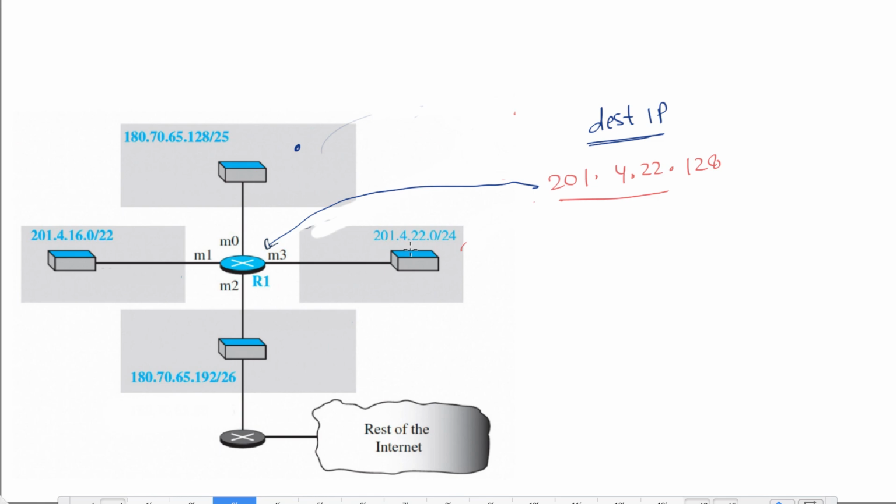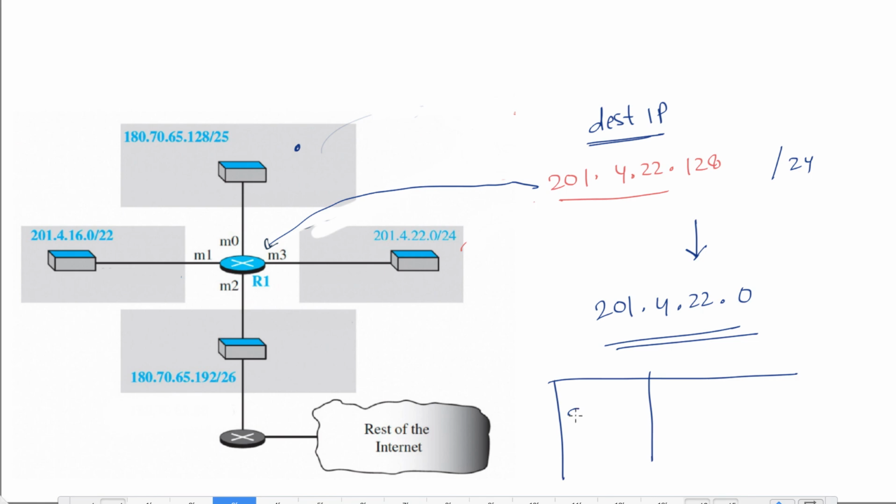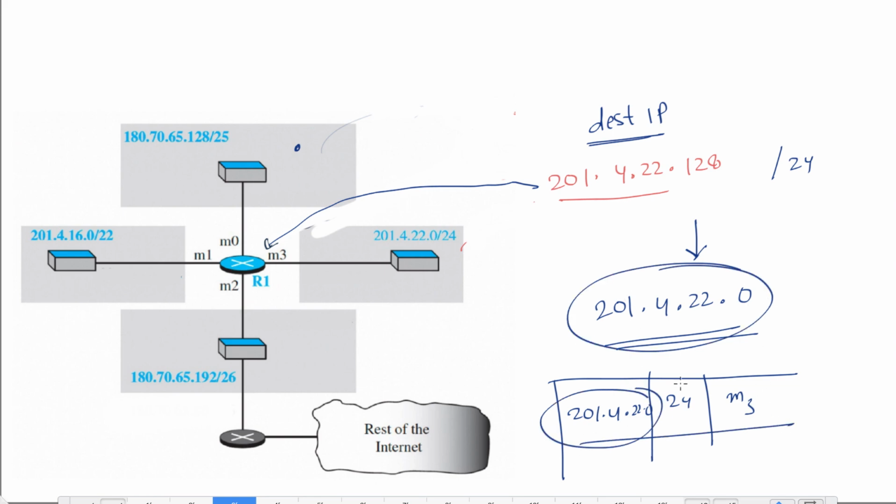How is it going to do that? It is just going to apply the 24 mask. Then it is going to find out the network ID, which is just this. Is this network ID matching the network ID of the routing table? In the routing table, we must have this network ID, the corresponding mask, which is 24, and the corresponding interface M3, right? Is this network ID matching this network ID? If yes, then it will forward to M3, which is also logical. I hope you got the idea.